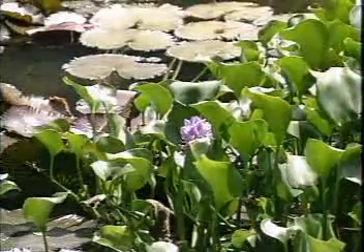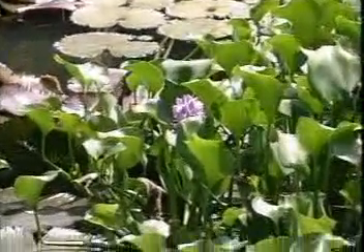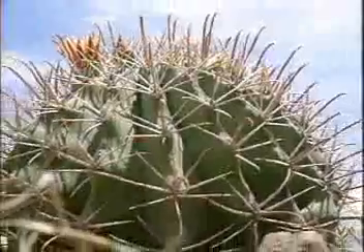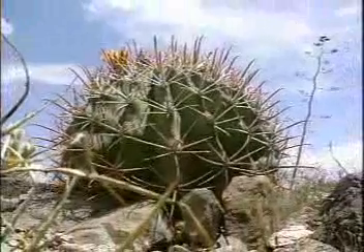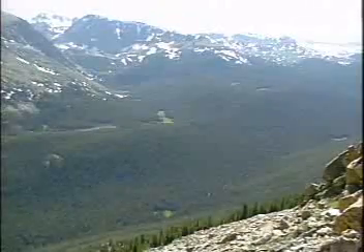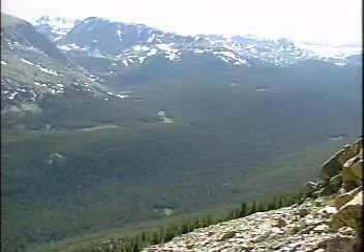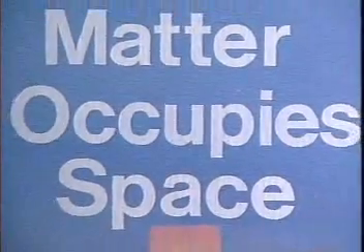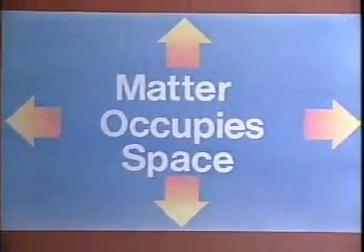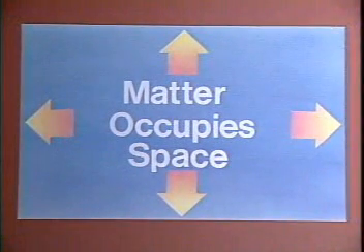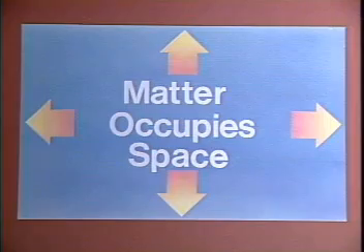The many different kinds of things we see around us may appear to be very different from each other. Yet as varied as they are, they all, from this cactus to these mountains, share one thing in common. They all occupy space. And that, the fact that something occupies space, is one of the things that is characteristic of all the many different kinds of matter.